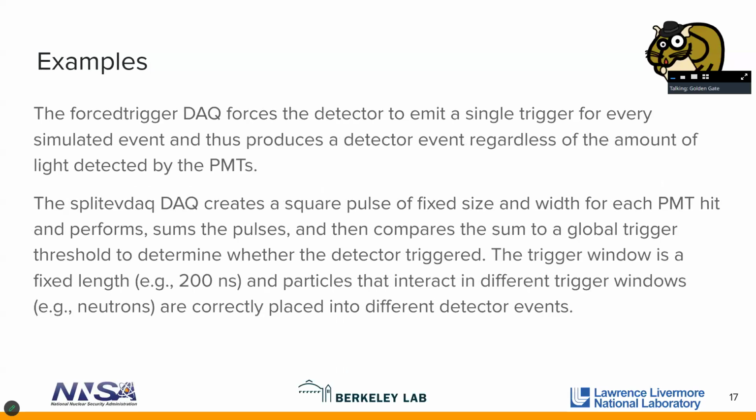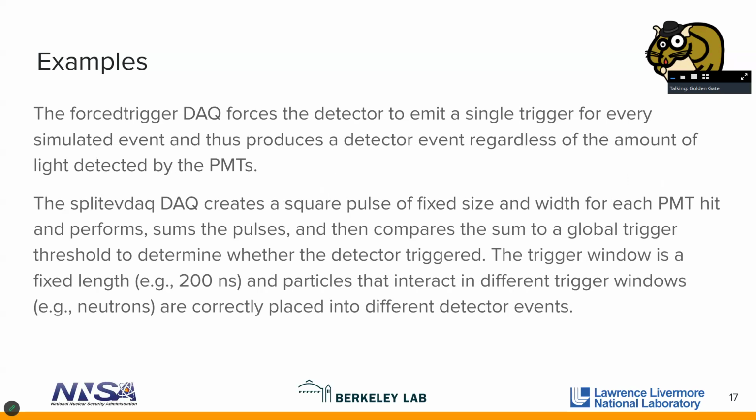Okay, so a couple examples of what two of these DAC processors do. The forced trigger is probably the simplest DAC, and is one that you may use for testing. Basically, what it does is force the detector to emit a single trigger for every simulated event.